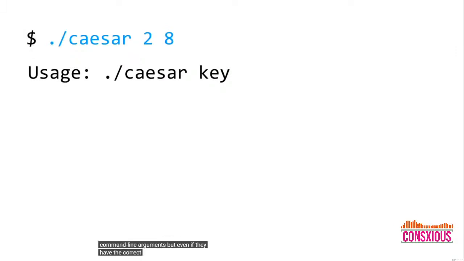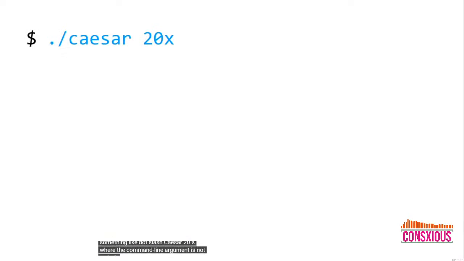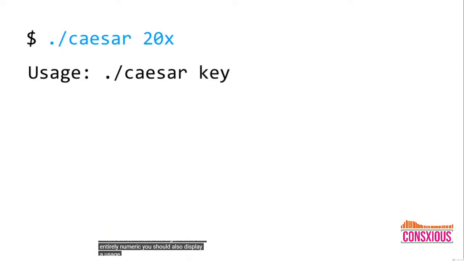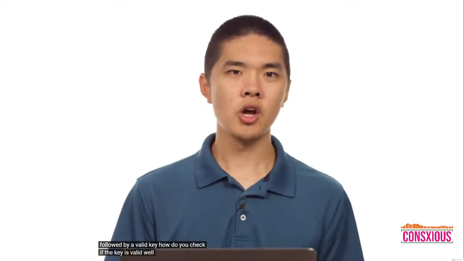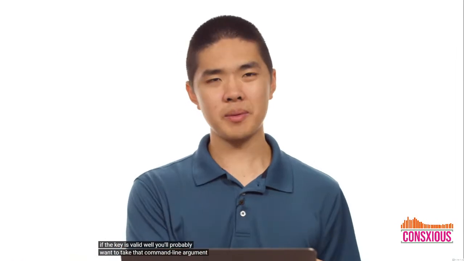But even if they have the correct number of command line arguments, that argument might not be entirely numeric. If the user runs something like ./caesar 20x, where the command line argument is not entirely numeric, you should also display a usage message, reminding the user that they need to run ./caesar followed by a valid key. How do you check if the key is valid? Well, you'll probably want to take that command line argument and check each of the individual characters in that string to make sure the character is a digit. And you might want to think about what functions might be helpful for checking if an individual character is or is not a digit.